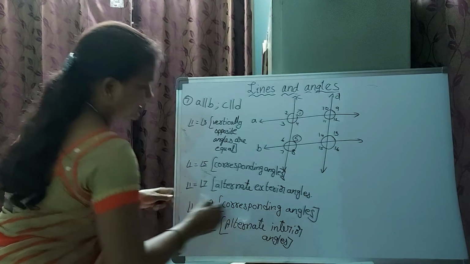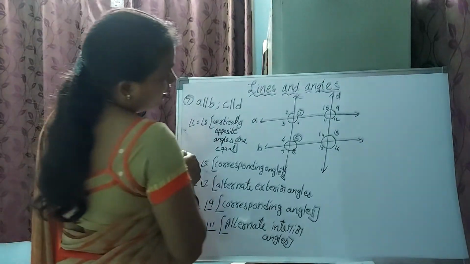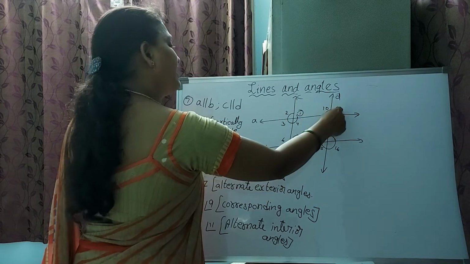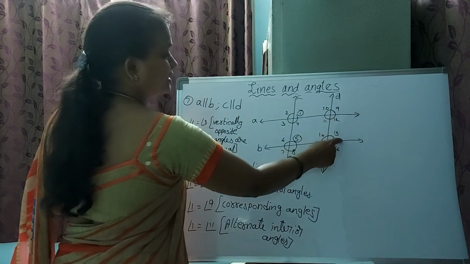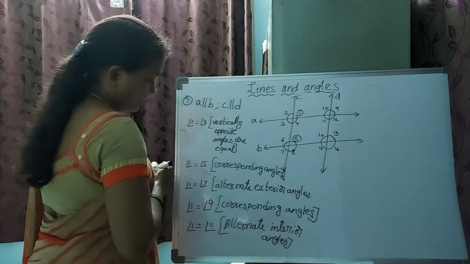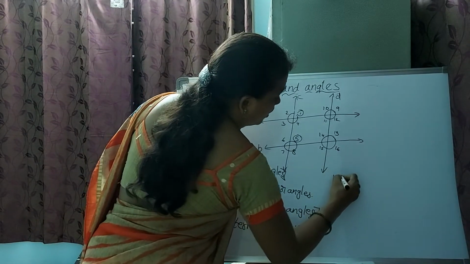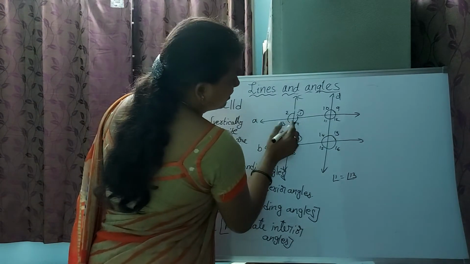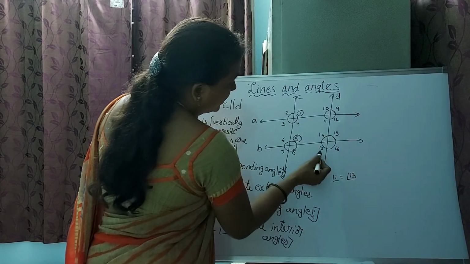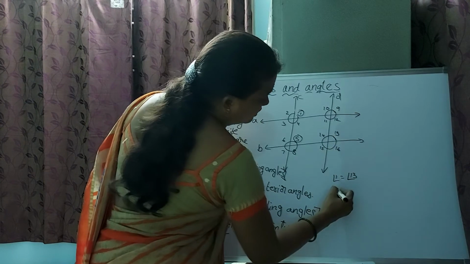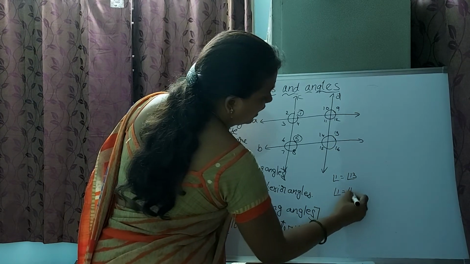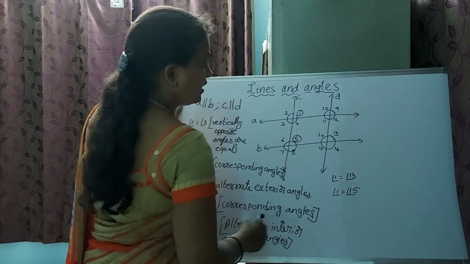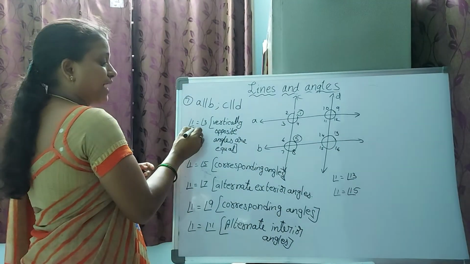Next, angle 1 is equal to angle 9. Angle 9 is equal to angle 13. That means angle 1 is equal to angle 13. Next, angle 13 is equal to angle 15. That means angle 1 is equal to angle 15. So these are the congruent angles to angle 1.